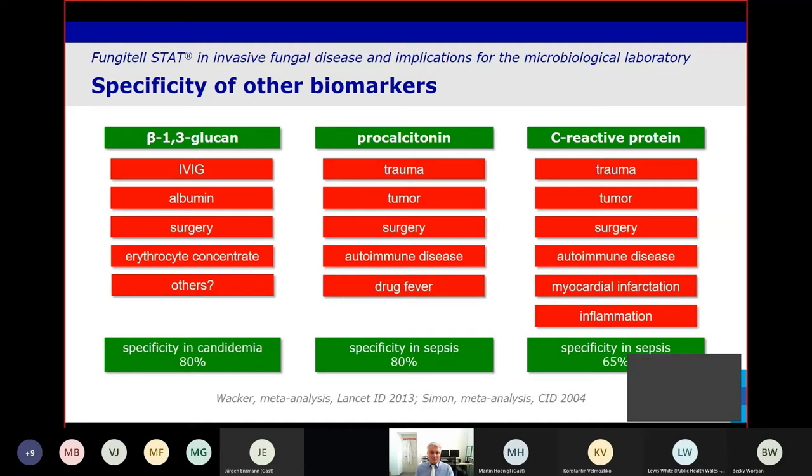However, if you look at other biomarkers that are used in infectious diseases, like PCT or CRP, I mean, they are used every day, but the specificity is not better. PCT, for example, you use it for a diagnosis of pneumonia or sepsis, and it's also positive in trauma and tumor, after surgery, in certain autoimmune diseases, and it is elevated in drug fever. Or even more pronounced, the C-reactive protein, which is elevated after trauma, in tumor patients, after surgery, in autoimmune disease, after cardiac infarction, or simply in other sterile inflammations. And specificity, for example, of the C-reactive protein in sepsis is 65%. That means it's much less than, for example, BDG. What I want to say is that the specificity of BDG is not that bad.